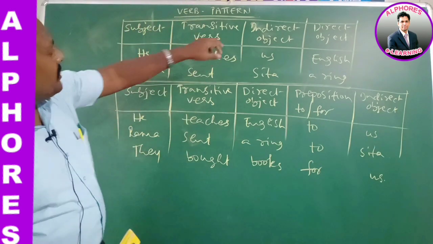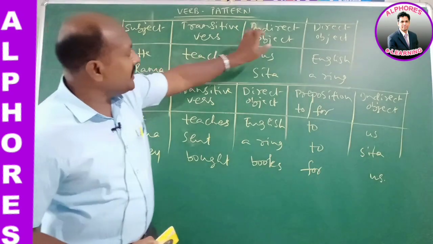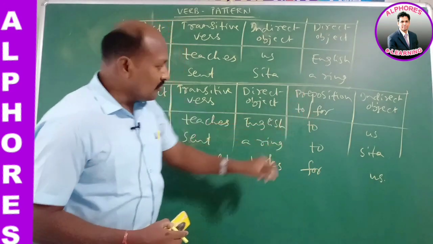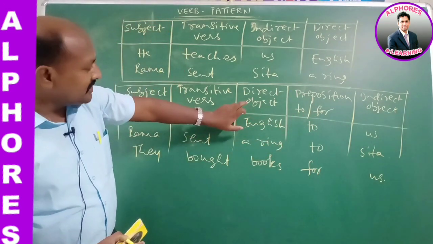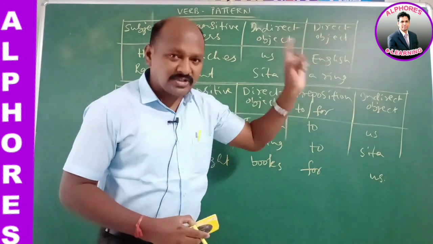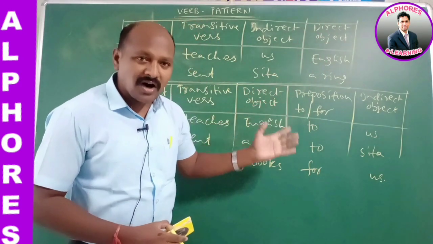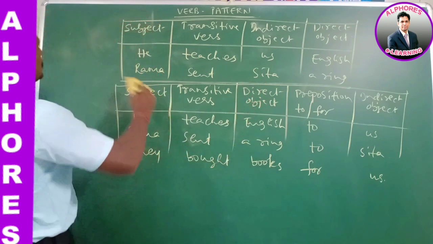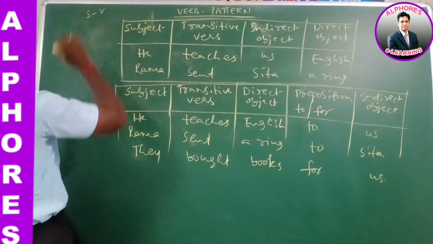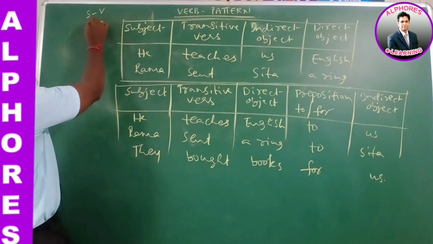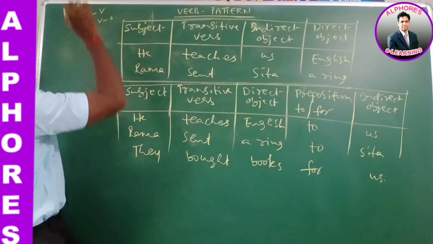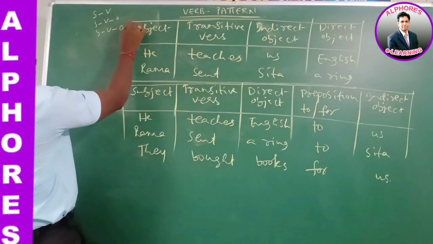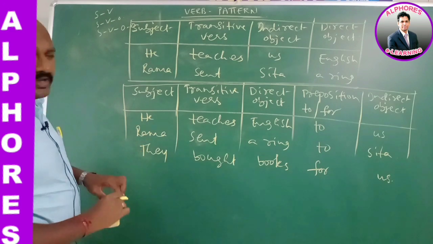Listen carefully. Whenever the indirect object comes first, in between the indirect and direct object there is no space for a preposition. Whenever the direct object comes first, in between the direct and indirect object there must be a preposition, which can be to or for. It's a slight difference that we have to observe. So till now we completed the discussion of subject and intransitive verb, subject, transitive verb and object, and subject, transitive verb and double object. In this way we completed.